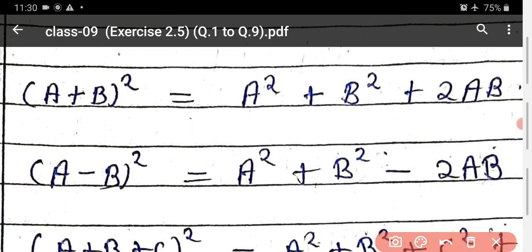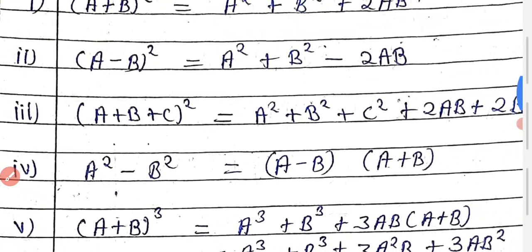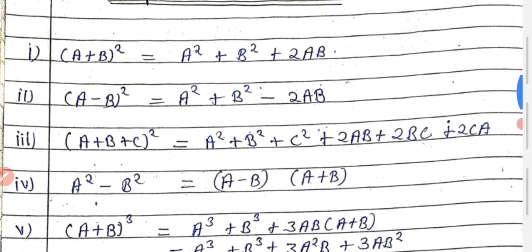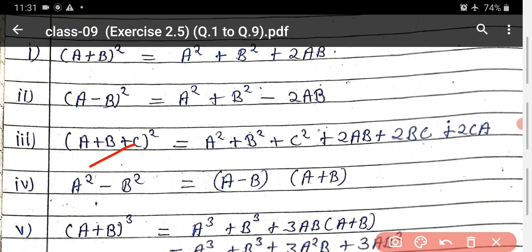Now just see here, (a plus b) whole square is equal to a square plus b square plus 2ab. (a minus b) whole square is equal to a square plus b square minus 2ab. There is no need to explain, simply you have to know these formulas. Next one is (a plus b plus c) whole square, which is equal to a square plus b square plus c square plus 2ab plus 2bc plus 2ca.